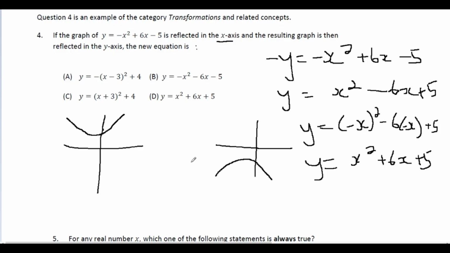Right? So if we draw this graph, notice how the intercept stays the same, but our turning point becomes over here. So the graph becomes something like this. Oh, and look, that is one of our answers.